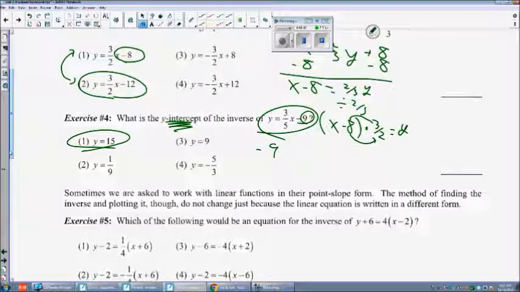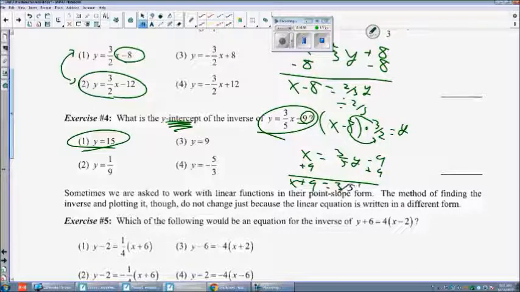Some of my students are jumping ahead, thinking that they know what the answer is. Now let's do this slowly. X equals 3/5 y minus 9, add 9, x plus 9 equals 3/5 y. That's why we know it's positive. Then we multiply by 5/3 times 9. It's 45 over 3, which is still 15.